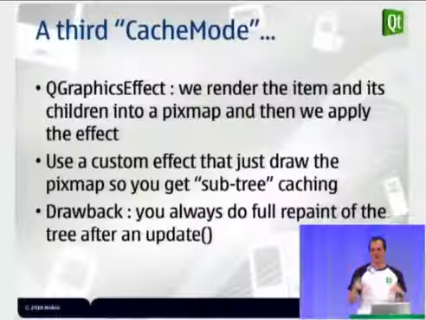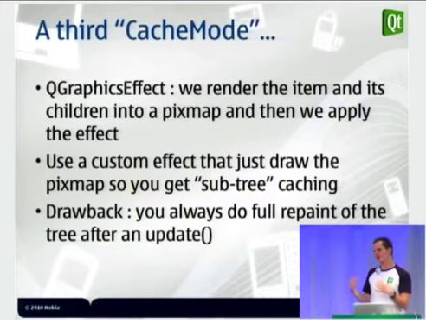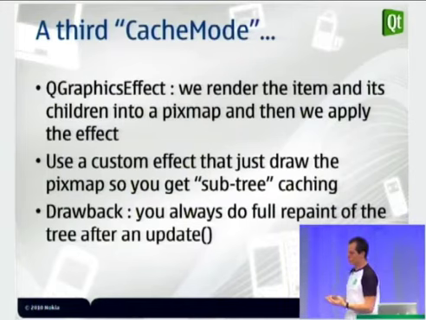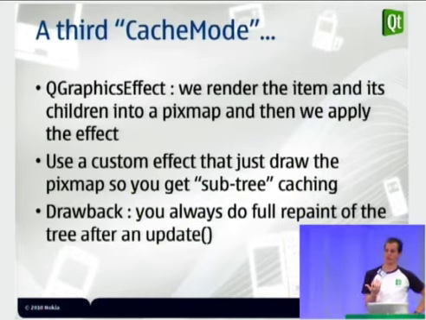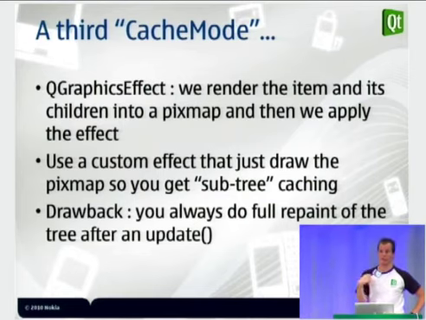So now you say, hey, but it actually rendered the complete subtree on a pixmap. So why couldn't I use that pixmap for myself so that I have kind of a subtree caching? Well, then you can, if you subclass your graphics effects and use a custom effect. Because the API works such that you get a draw call on the graphics effect class, which gives you a painter, and then you can ask for the source pixmap of your subtree, and then you can apply your transformation on it. Your effects, sorry.